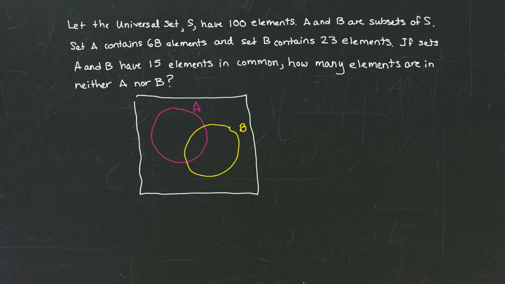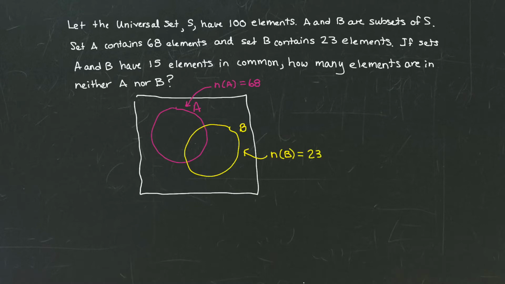Well, we know that set A contains 68 elements, so I'm going to write down that the number of elements in set A is 68. And we also know that set B contains 23 elements. In other words, the number of elements in set B is 23.